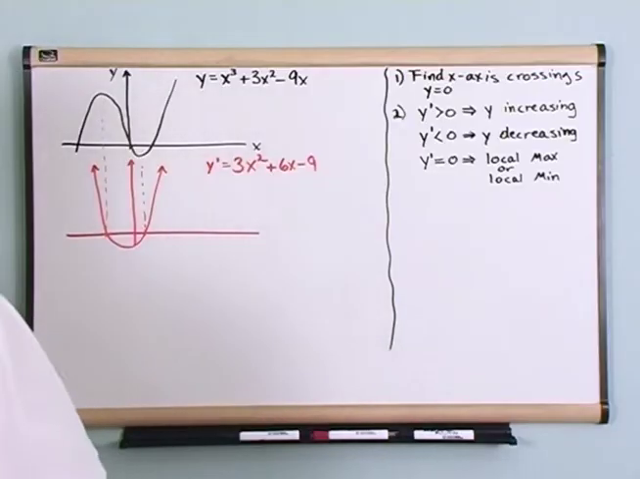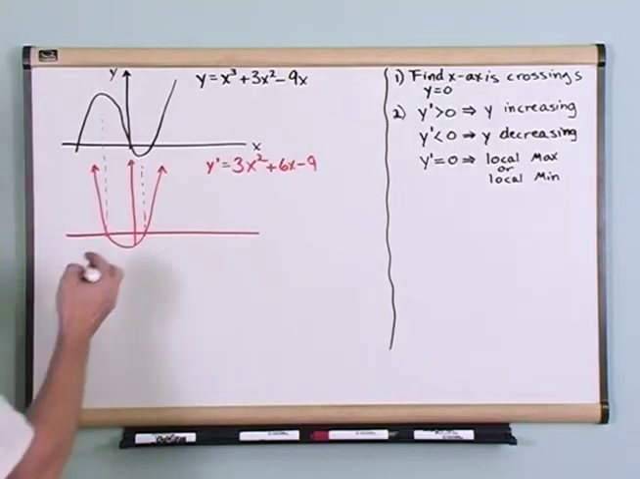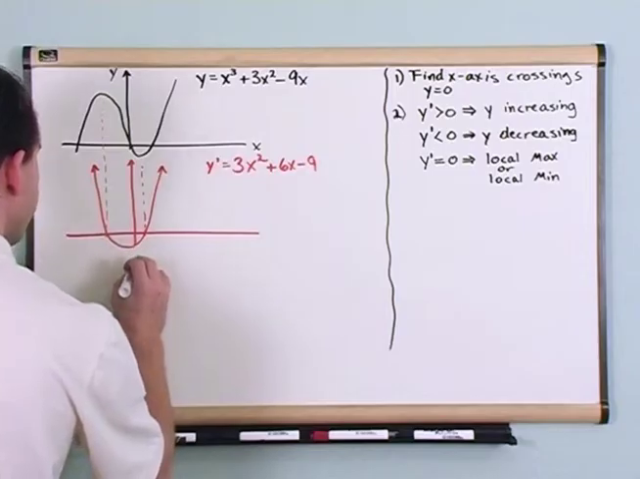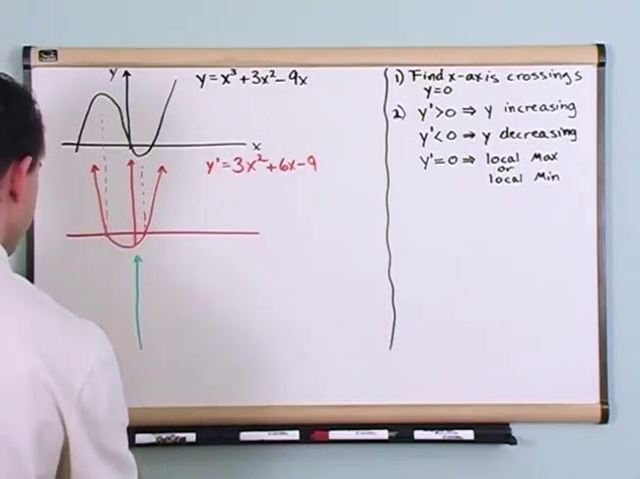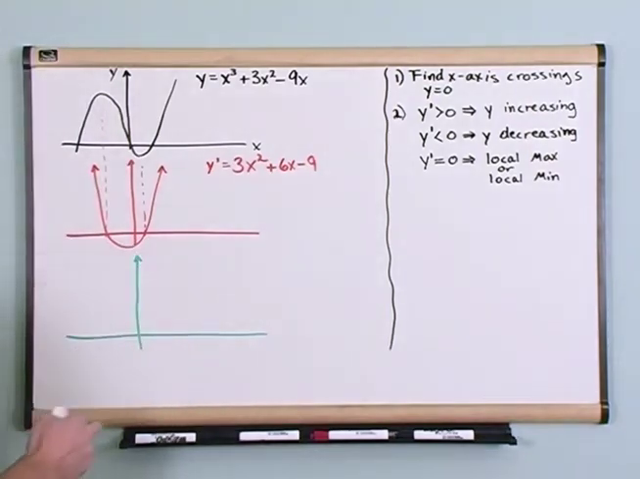So let's move on to the second derivative, and we're going to learn a few more properties about it, and then we're going to work a few problems. I'm going to draw another graph, again, immediately below this one. And this is going to be a graph of the second derivative.